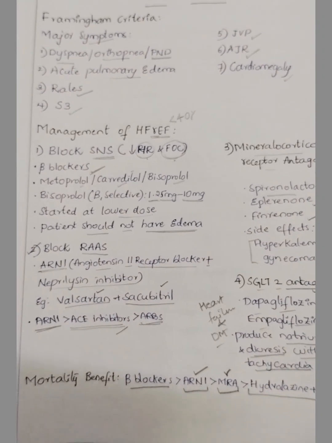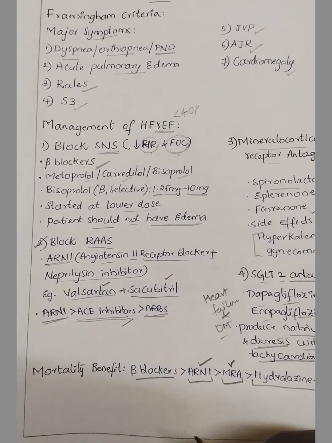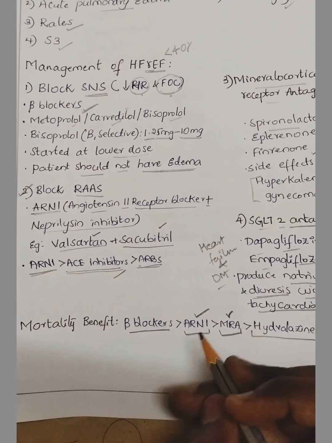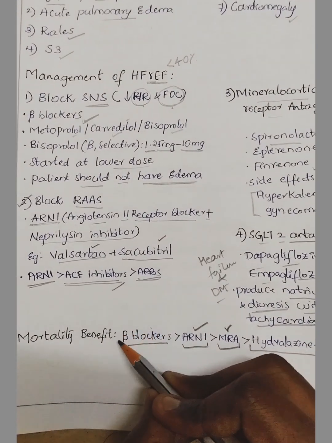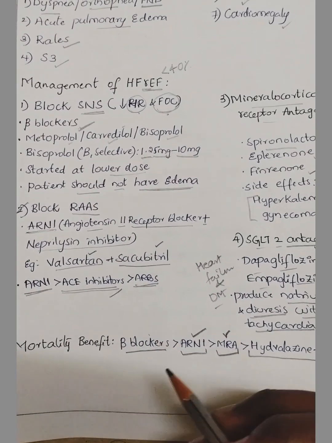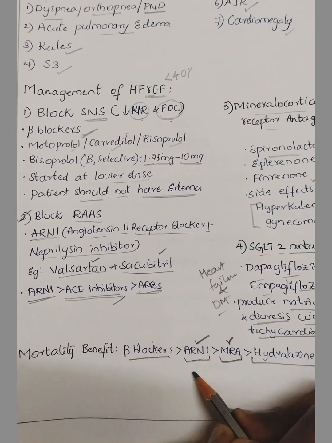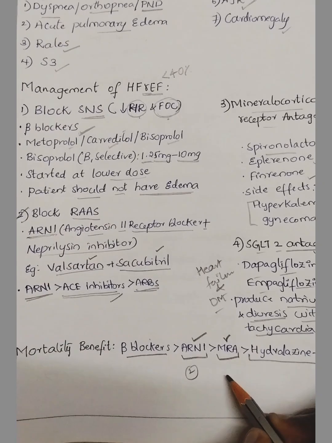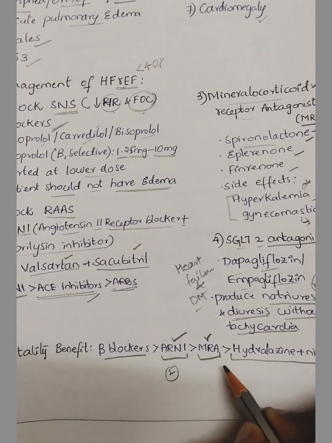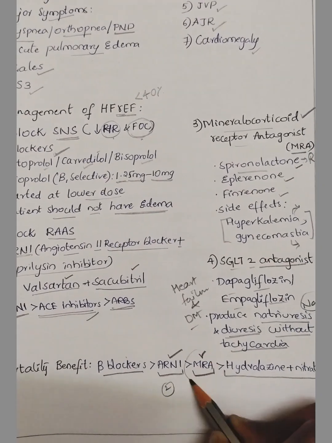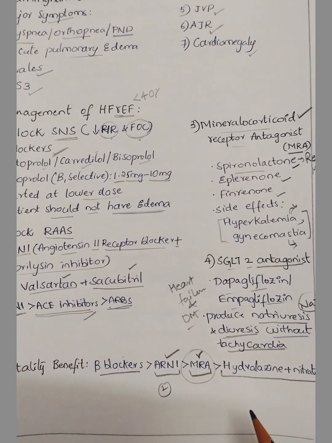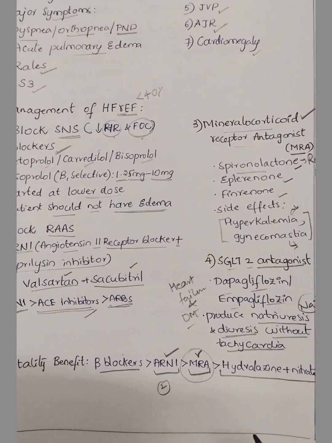For any patient, we have to start initially with beta blockers. These are the first important drugs which will prevent mortality in a patient with heart failure. The second group of drugs is ARNI, angiotensin 2 receptor blocker along with neprilysin inhibitor, and the third one is mineralocorticoid receptor antagonists. The final drugs are hydralazine plus nitrate.